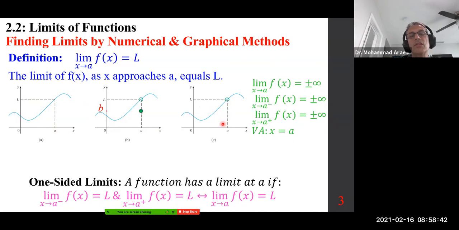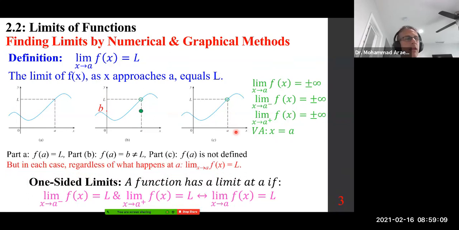However, let's discuss the differences. In this case, f of a, the functional value, is also known to be L, which means the function is continuous. And that's the definition of continuity. However, over here, f of a is known, but it's not L. What is f of a? The y coordinate of this point, which is B. In the last case, what is f of a? We don't know. It's not given to us. It's undefined.